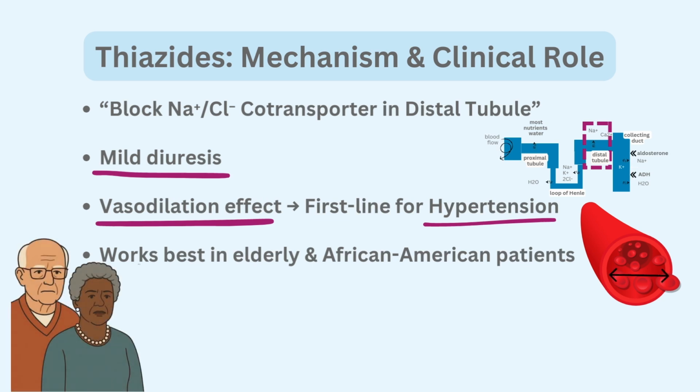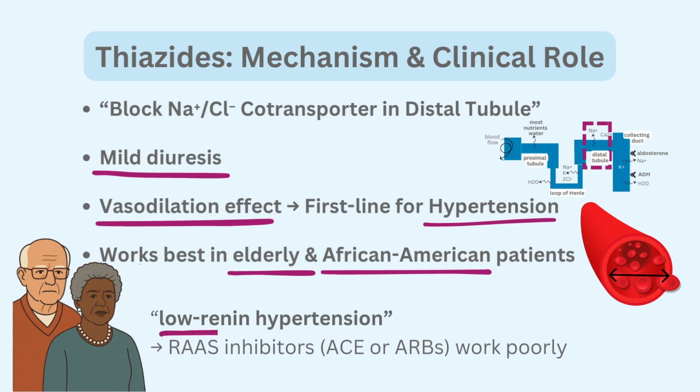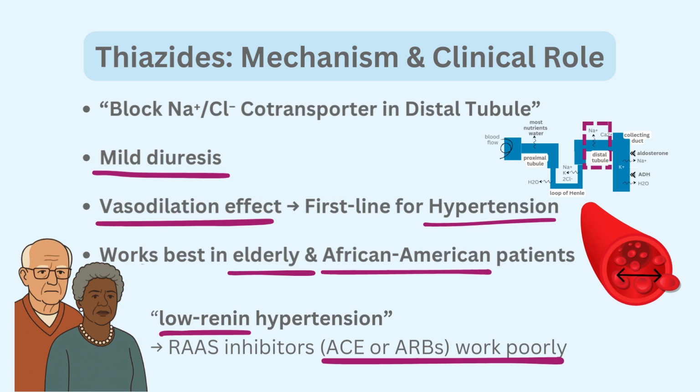They are especially effective in the elderly and in African American patients because these groups often have low renin hypertension, where RAAS inhibitors like ACE inhibitors or ARBs work poorly.